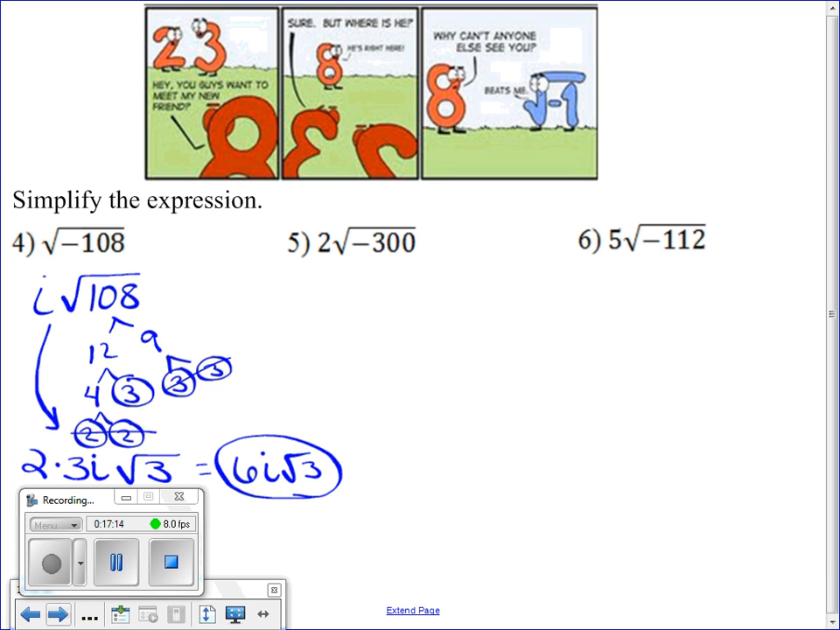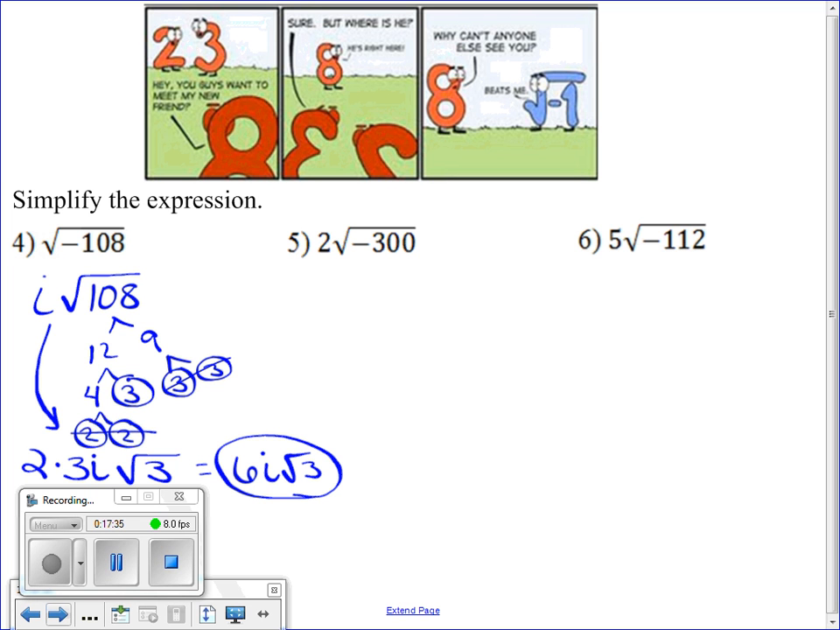So can you multiply a number with i times a number without i? Yeah, technically it looks like I just did that, doesn't it? I can multiply numbers if one's an i and one's not. That's fine. I can multiply them together. So number 5, what would you do first?